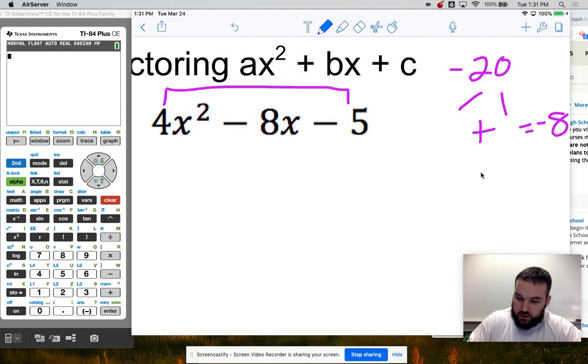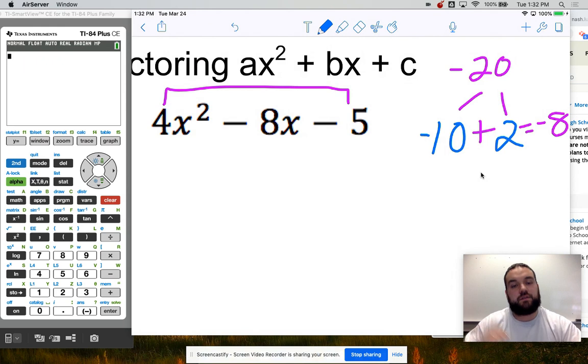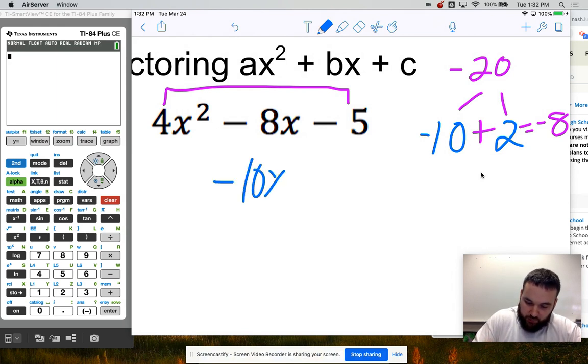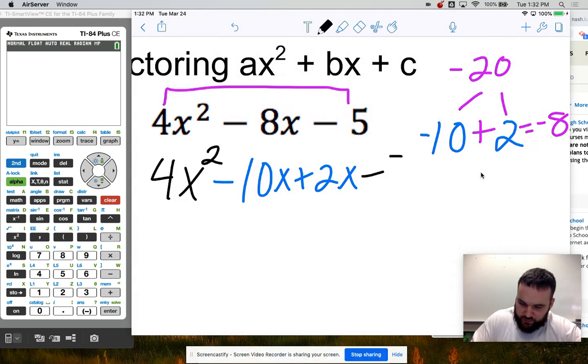So let's try. If I try 5 and 4, I can't make one of those numbers negative to get 8. So 5 and 4 won't work. If I do 10 and 2, because those multiply to 20, and I make the 10 negative, now, hey, we got negative 8. So again, with those 2 numbers, negative 10 and positive 2, those are what I'm replacing the middle term with here. 4x squared minus 10x plus 2x minus 5. So keep the last term, keep the first term, and split up the middle term.